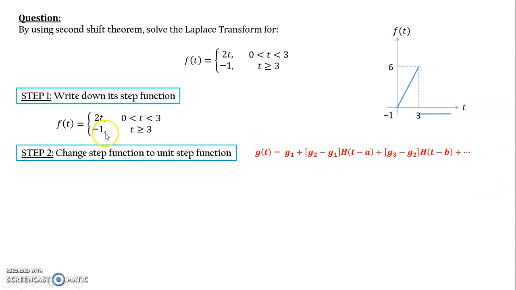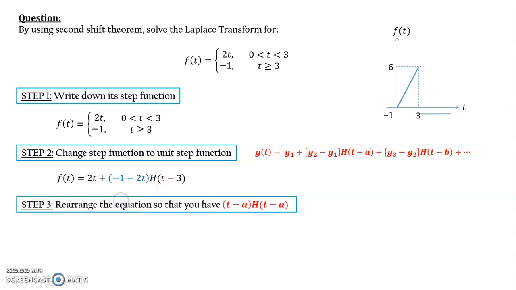So based on this, this is your G1 and this is your G2. This is your a value. Okay, so now your f(t) is given by G1, which is 2t, plus G2 minus G1. So negative 1 minus 2t, multiply with h(t minus a). So a is 3. Okay. And then after that, once you change it, you need to make sure you have the equation in terms of t minus a and h(t minus a).